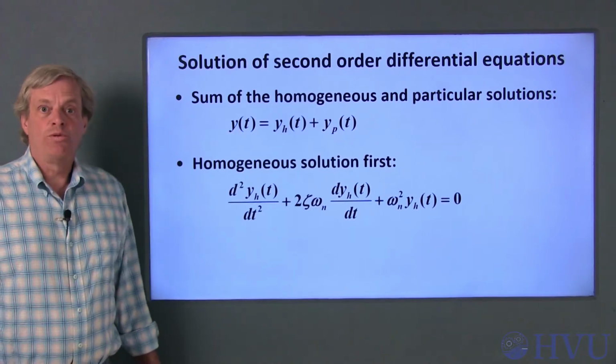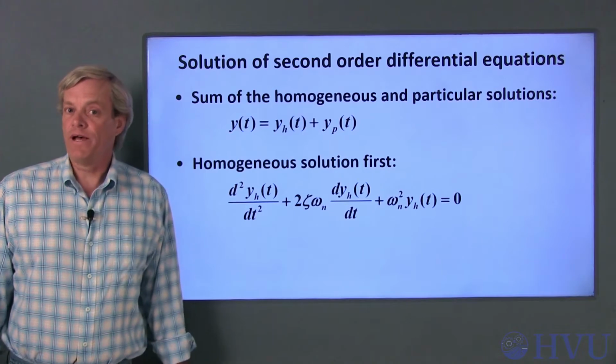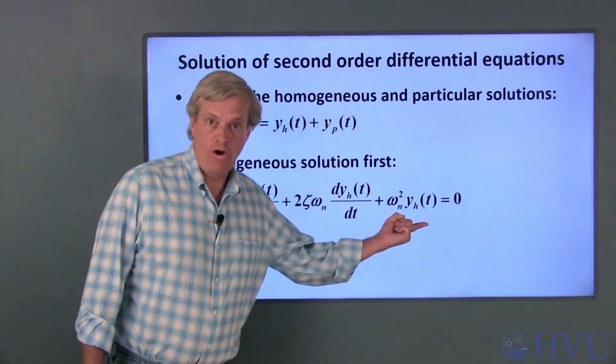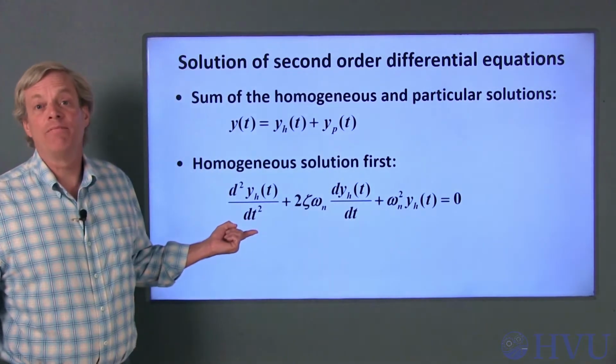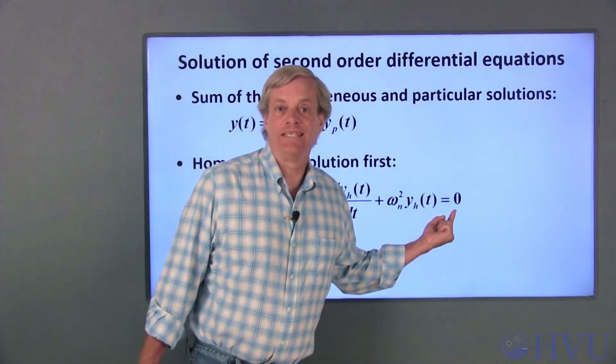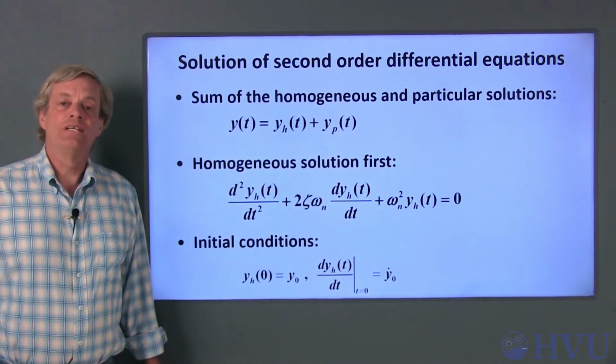First, as usual, we'll deal with the homogeneous solution. This solution is also called the natural response or the unforced response. The differential equation governing the homogeneous solution is the same as our original differential equation, except that the forcing function is 0. The natural response of a system is due only to initial conditions.